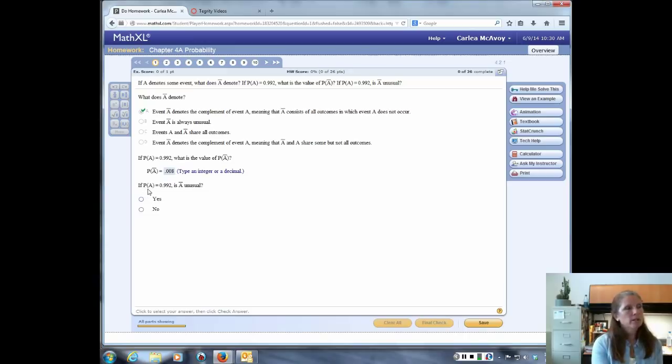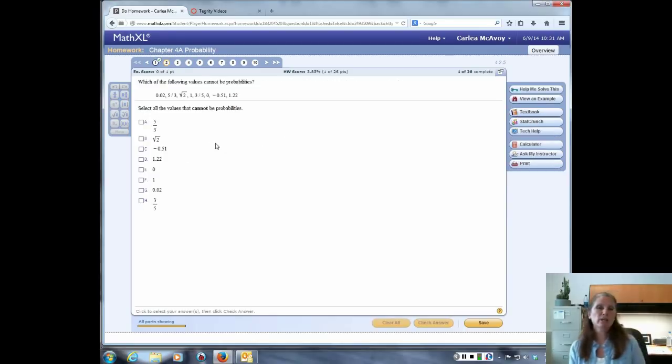Is the probability of A prime unusual? When we talk about unusual events, we talk about 95% being usual, and if it's outside of that, at 5% or less, we say that it's unusual. And since this is 0.008, that's 0.8%, which is unusual. So the complement is unusual. It doesn't happen very often. Most people fall into the A event, it looks like.